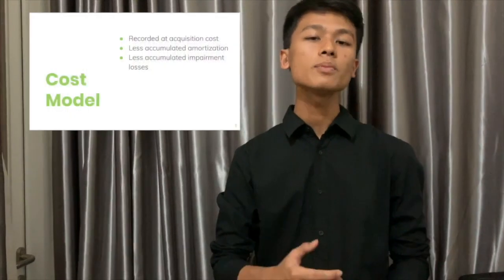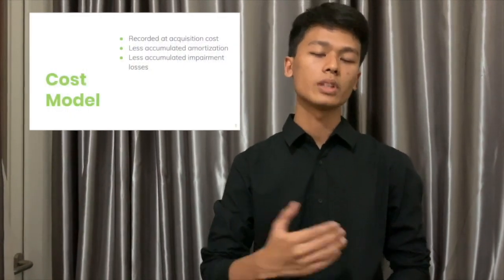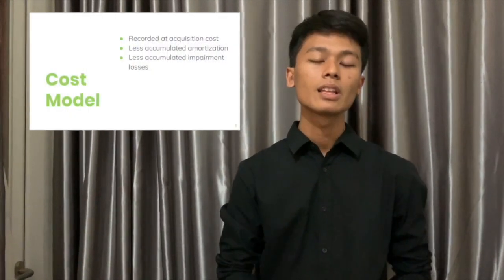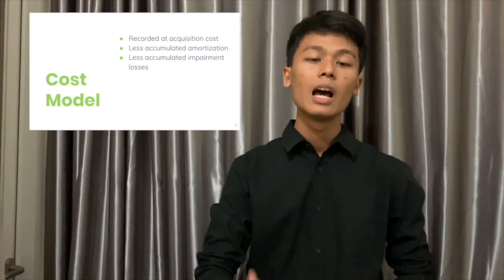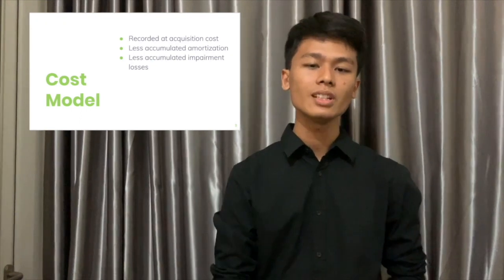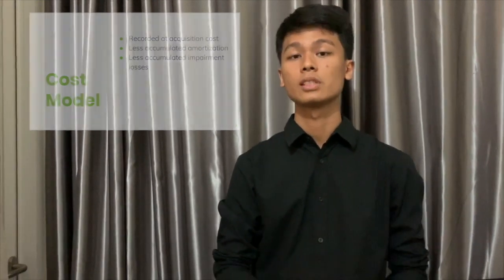accounting policy. So if an intangible asset is accounted for using the revaluation model, all the other assets in its class must also be accounted for using the same model. For the cost model, after the initial recognition, an intangible asset shall be carried at its cost less any accumulated amortization and any accumulated impairment losses.